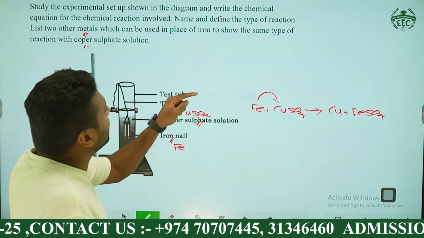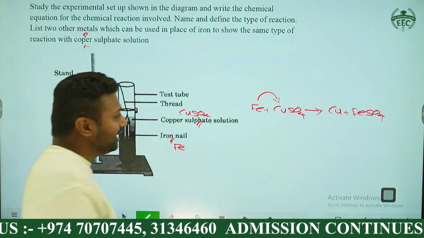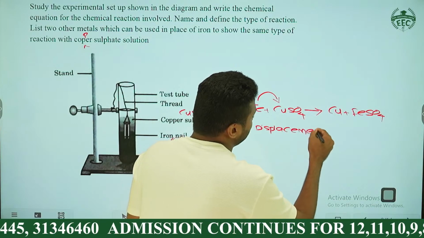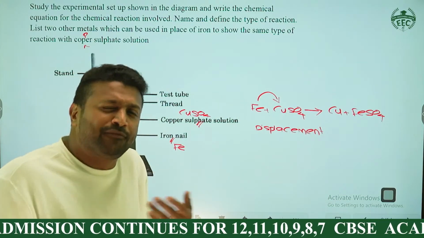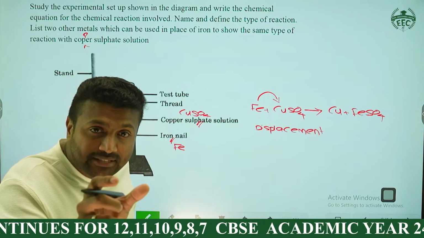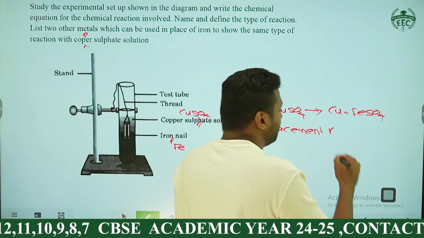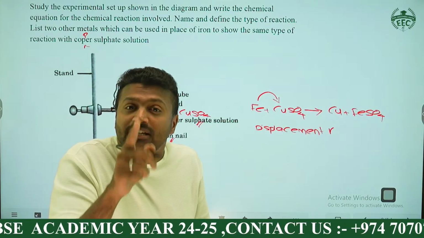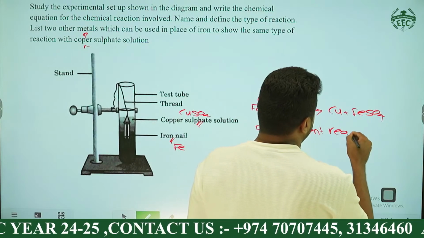Name and define the type of reaction: it is called a displacement reaction. The name is displacement reaction. To define it, a more reactive metal displaces a less reactive metal from its aqueous solution, and this is called a displacement reaction. Which one is more reactive and which one is less reactive can be obtained from the reactivity series that you know, right? So displacement reaction will be the right answer.